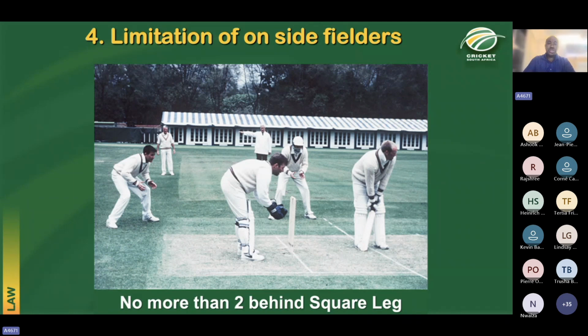You can see we've got the short leg fielder behind the popping crease. We've got the leg slip fielder behind the popping crease on the leg side. And we've got a backward square leg fielder also behind the popping crease on the leg side. That is why the umpire is rightfully signaling no ball in that picture.